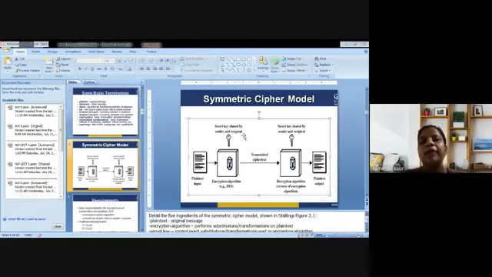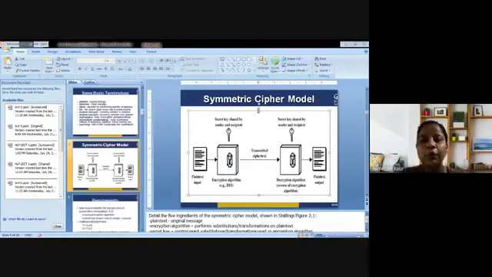Next is the symmetric cipher model. You can have a look at the symmetric cipher model. What is the same? There could be a plain text that is given to us, and we are supposed to feed that plain text to an encryption algorithm. For example, they have used the DES algorithm, whose function is to convert 64-bit plain text into 64-bit ciphertext by using a 56-bit key.